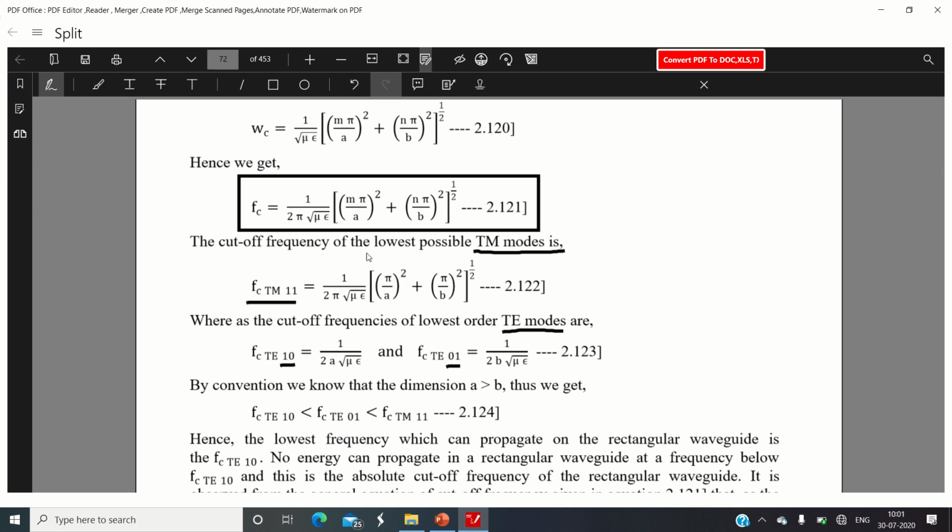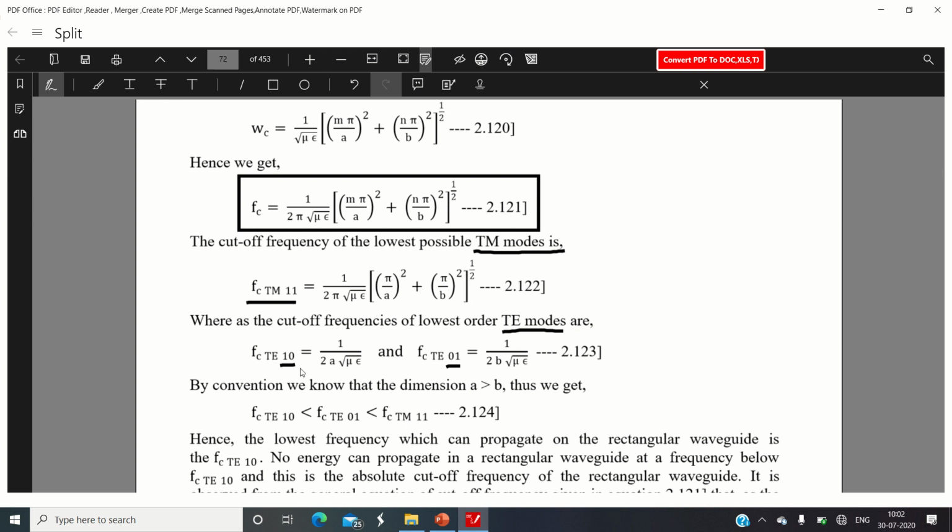Okay, so now we have calculated the cutoff frequency of a rectangular waveguide in different modes. First, we have calculated that in TM mode and then in TE mode. Now we will see in which particular case the cutoff frequency is minimum and in which case the cutoff frequency is maximum. So here, if you compare equation 2.122 and 2.123, the dimension of the waveguide is going to influence the cutoff frequency. Dimension A is greater than dimension B, right? Because A stands for the width of the rectangular waveguide, while the height of the rectangular waveguide is indicated as B, right?